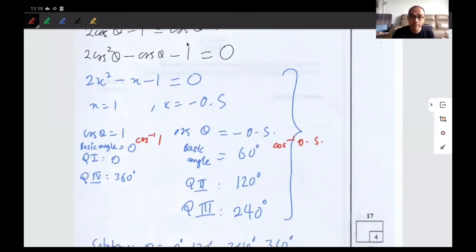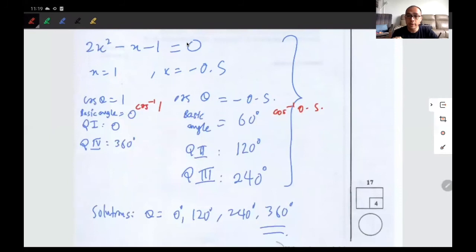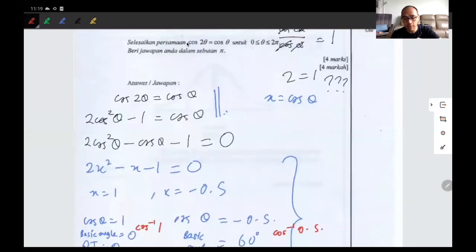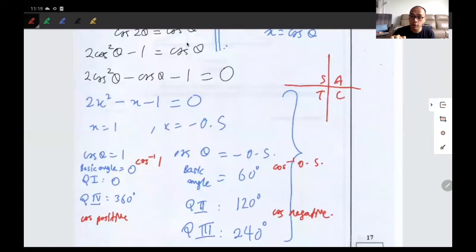Why did I choose quadrant 1 and quadrant 4? Because this is cos positive. Why did I choose quadrant 2 and quadrant 3? Because this one is cos negative. And how do you remember this? This is from the 4 quadrants. All science teachers crazy. Cos is positive at quadrant 1.